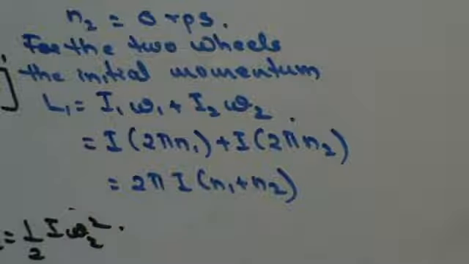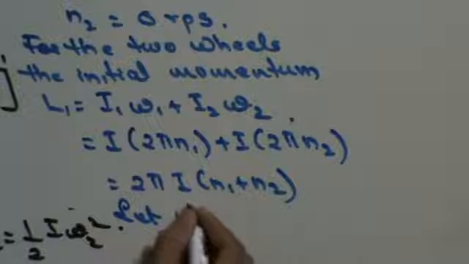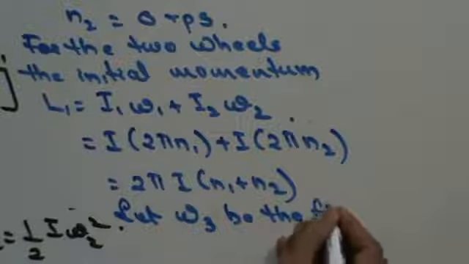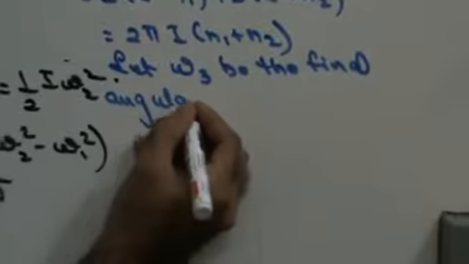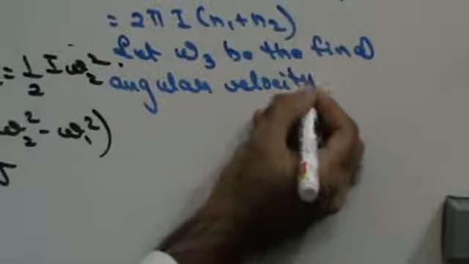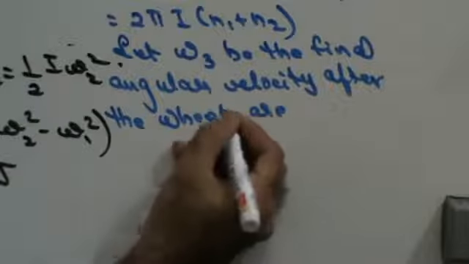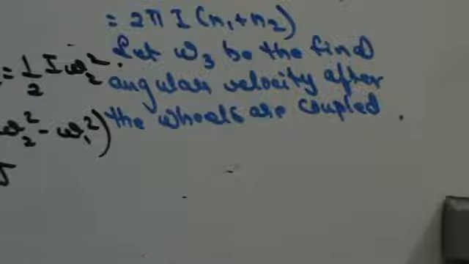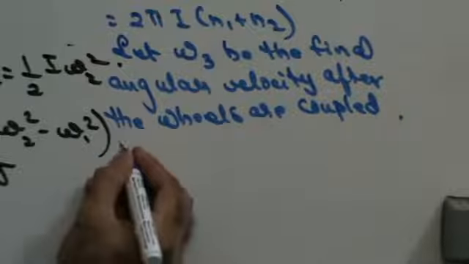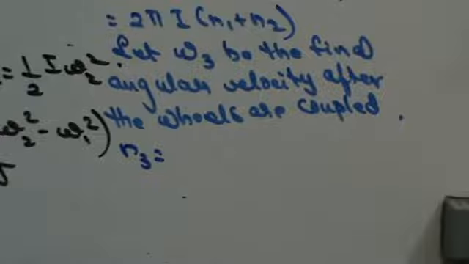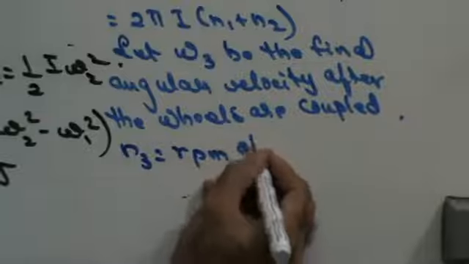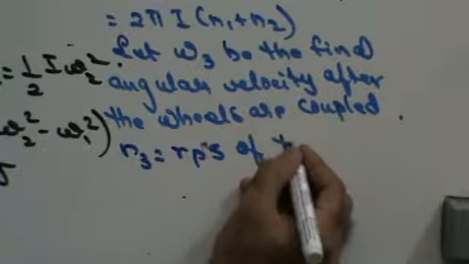Now let us assume that omega 3 is the final angular velocity after the wheels are coupled, right? So in that case, if omega 3 is the final angular velocity, n3 will be the final RPM, or RPS to be precise, of the resultant combination.